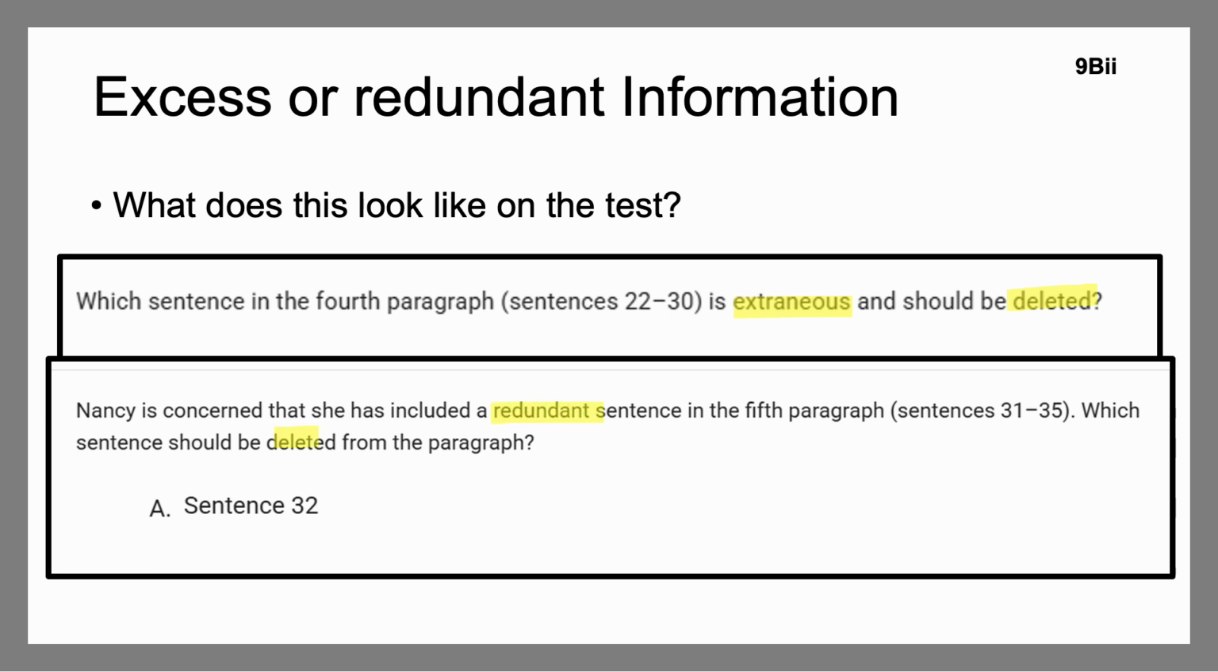The other way you're going to see it is redundant information. So she's concerned that she's included a redundant sentence and that needs to be deleted. And so remember, redundant is going to be something that is repeated, or it's information that has already been disclosed somewhere else in the paragraph, and this redundancy is not necessary.